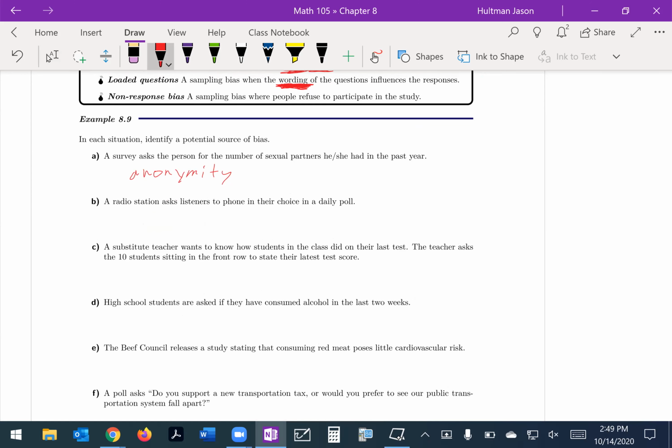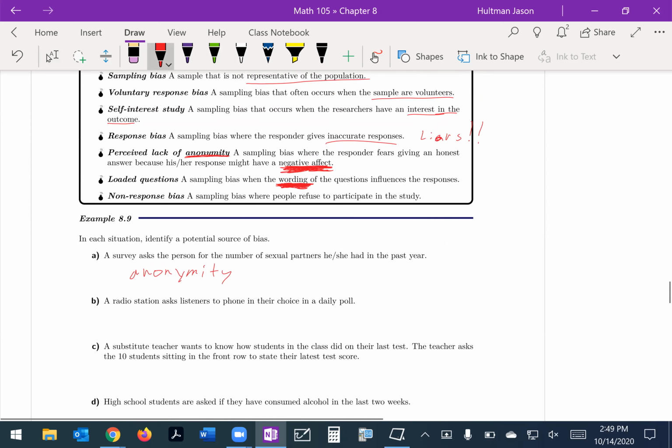Okay, a radio station asks listeners to phone in their choice on a daily poll. What's this one? Yeah, this is voluntary, right? This is voluntary. So there's voluntary bias there.